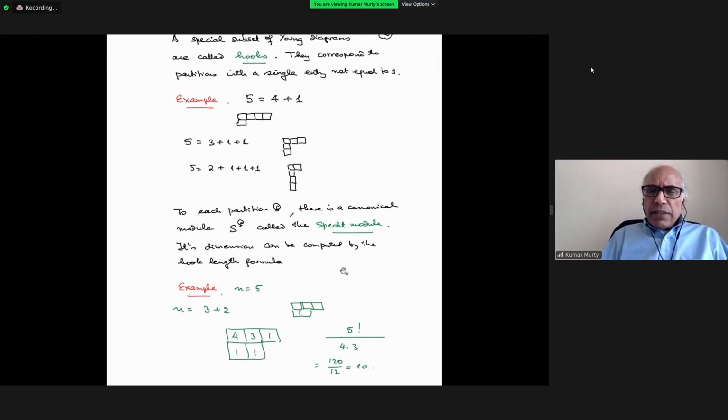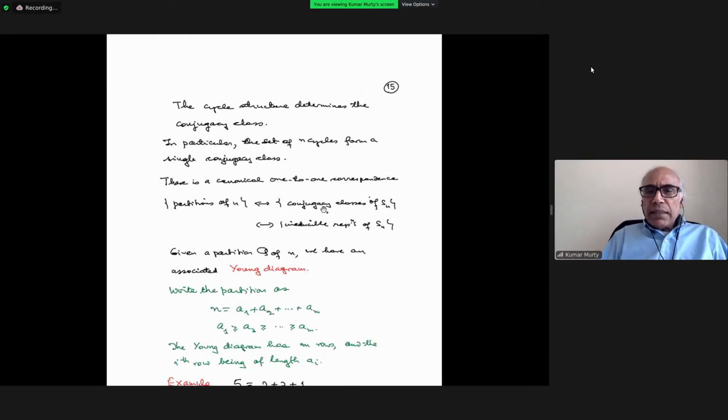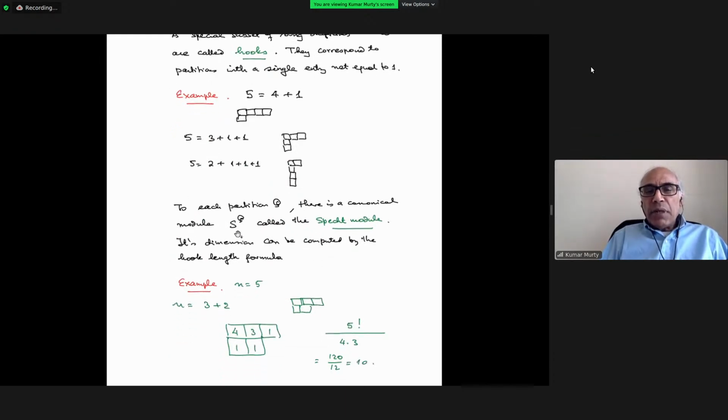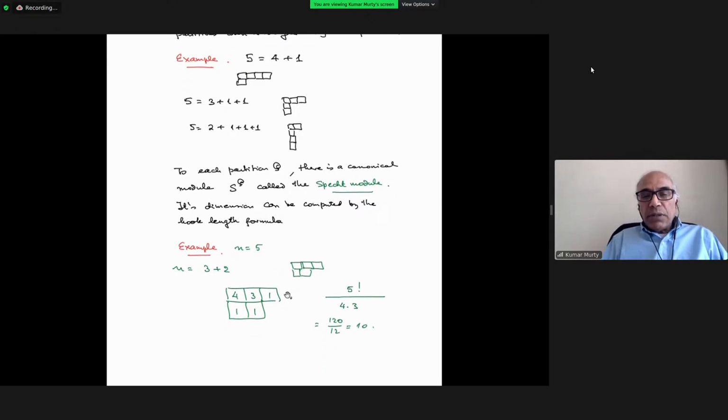So I told you that partitions, conjugacy classes and irreducible representations are in one-to-one correspondence. So to each partition, there is a canonical representation space for S_n. It's called the Specht module, which I'll write as Sp. Its dimension can be computed by the so-called hook length formula. So let's look at this example of 5, with the partition 3 plus 2. So there are 3 blocks and 2 blocks.